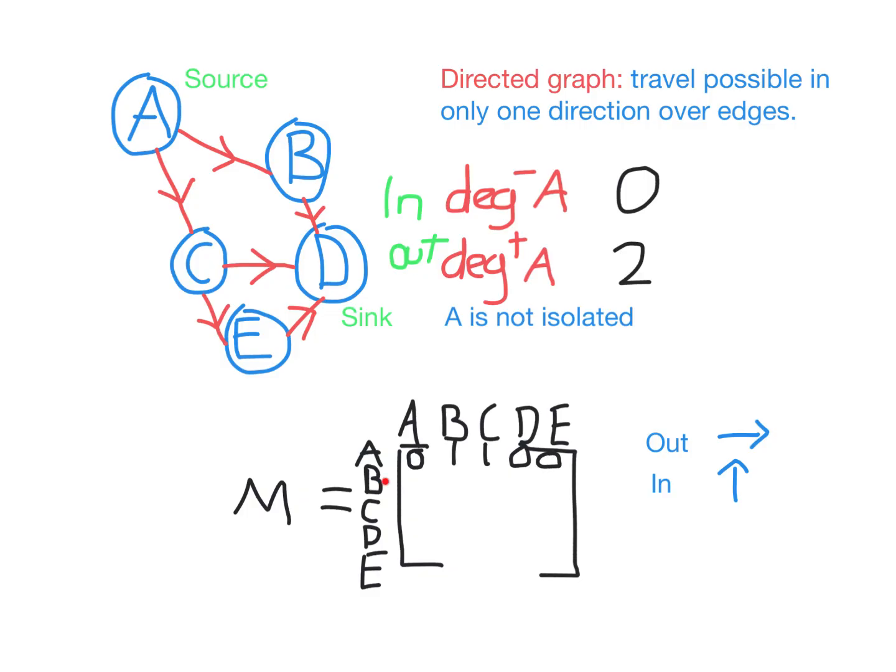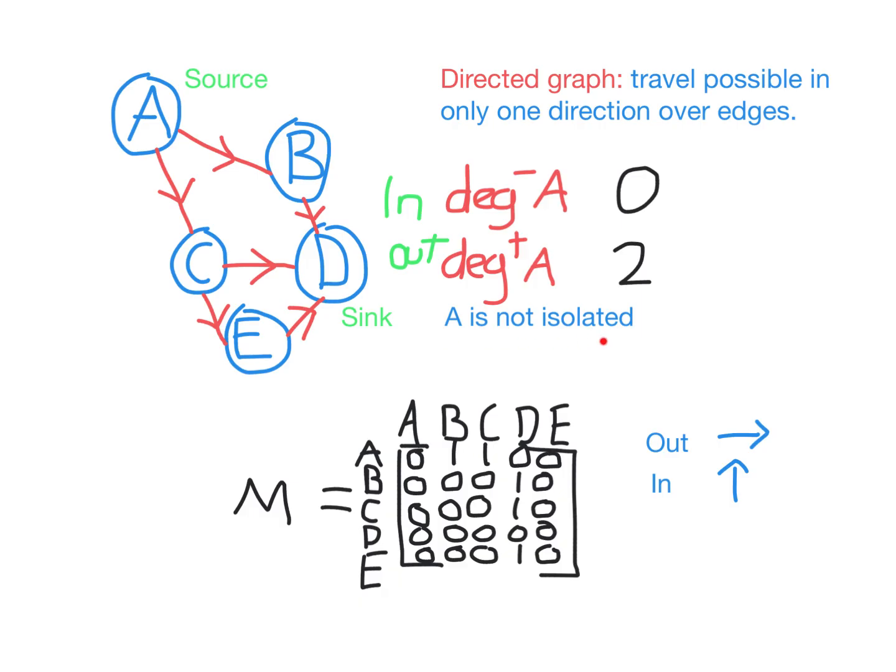And then we look at B. We look at the vertices going out from B. So B only leads to D. So all of the other entries will be 0. And then we complete for the other rows. So here we see A is a source because there are no vertices coming into A, and D is a sink because there are no vertices going out from D. Once again, we can calculate M squared, M cubed, etc. to find which vertices are reachable from which others in n steps.